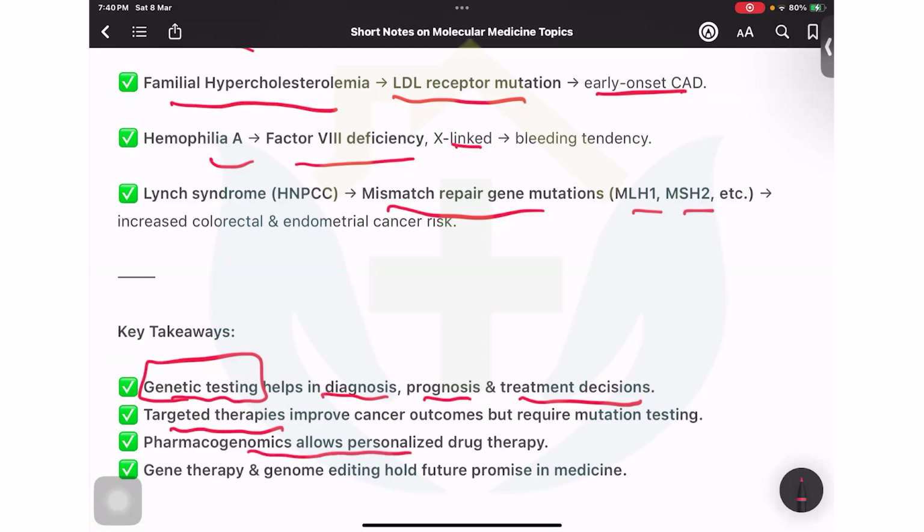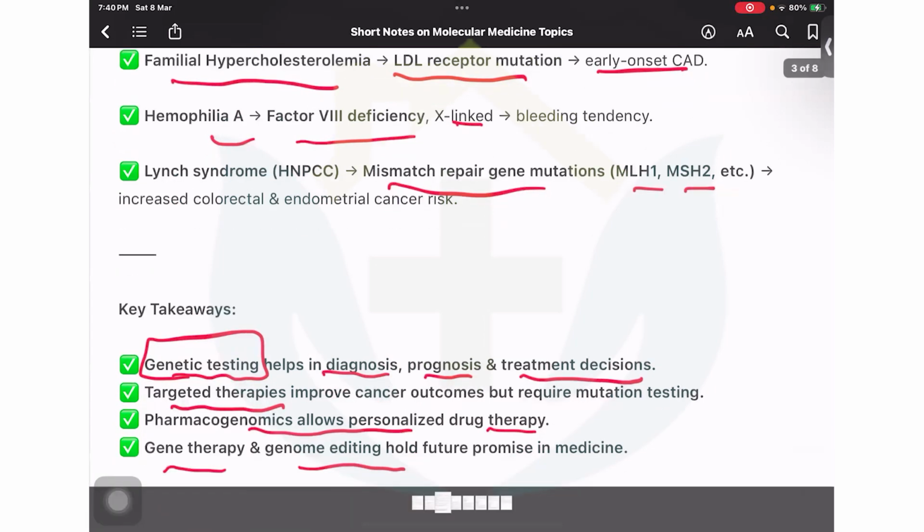Pharmacogenomics allows personalized drug therapy. For example, some people who are TPMT negative, you should never give them azathioprine or mercaptopurine. In the same way, gene therapy and genome editing like CRISPR Cas9 will hold future promise in the field of medicine.